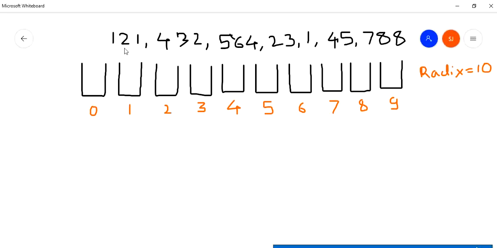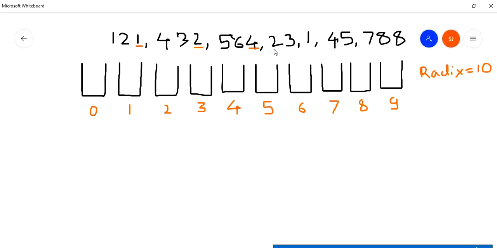Okay, you want to observe this first number. The first number is 121. 121 has a unit place. This is my unit place. I have highlighted it. Okay, next number is 432. It is having a unit place. Okay, then next is 564. This is the unit place. I am highlighting the unit place.